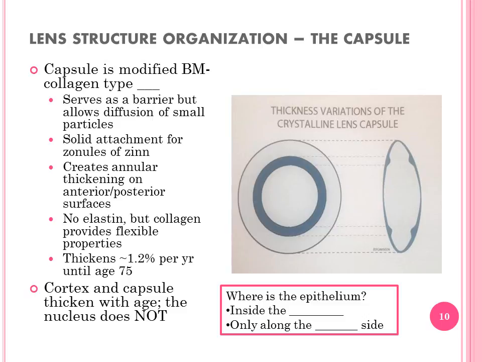Okay, so I made this note on the bottom right, where's the epithelium, just to make sure you guys understand where it is. It's inside the capsule, and it's only along the anterior side. Okay, so it's just that anterior portion of the lens, and it is held within the capsule. After you hit the epithelium, then you're going to hit cortex.